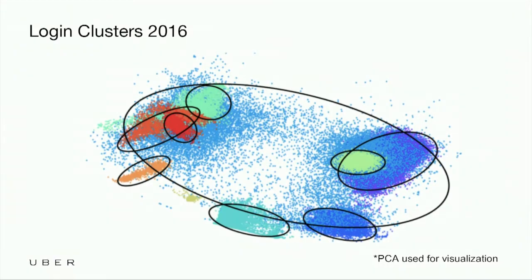So this is one of the clusters that we had back in 2016. I wanted to show what we had in 2016 and 2017 and show the difference. Here you are seeing a lot of clusters. I circled them. It shows a two-dimensional view of the multi-dimensional data set that we had. I think we had around 10 dimensions or so.